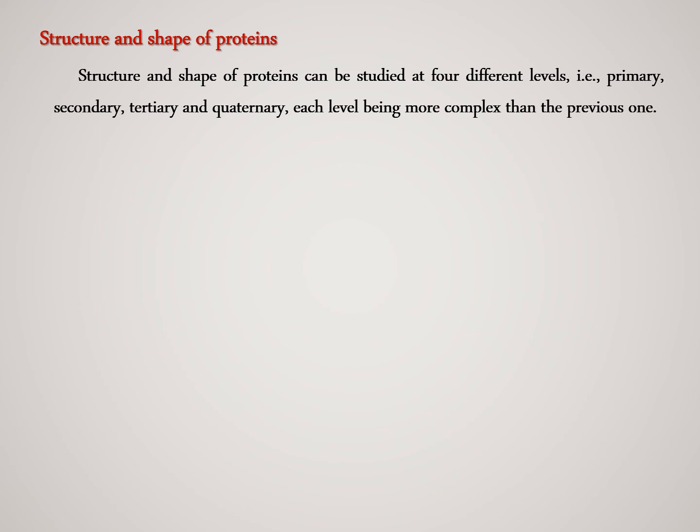The structure and the shape of the proteins. When we are going to understand the structure and the shape of the proteins, this is studied at 4 different levels. The levels are the primary, secondary, tertiary, and the quaternary structure. Each level is found to be more complex than the previous one. So this complex structure of the proteins can be understood as follows.